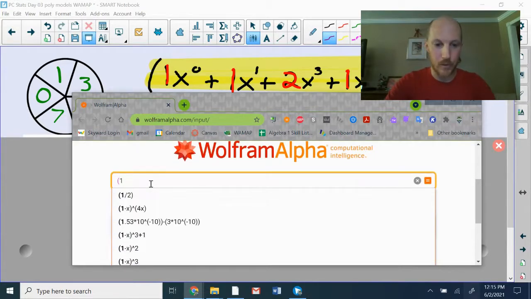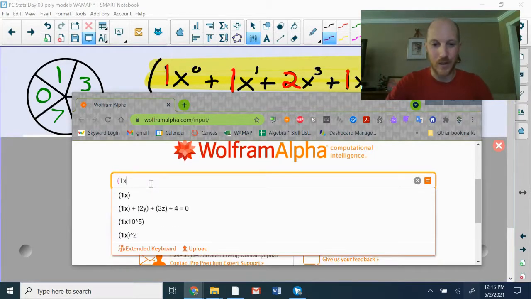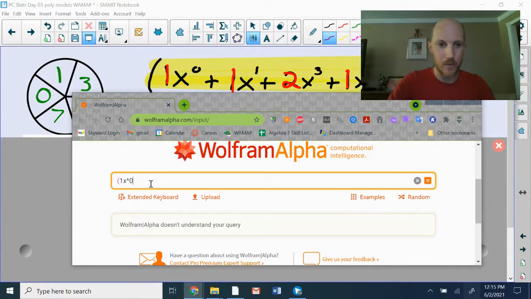So I'm going to go ahead and type in this polynomial. The coefficient of 1 is actually not needed. I could leave that off, but I've typed it already. So 1 x to the power of 0 plus 1 x to the power of 1 plus 2 x to the power of 3 plus 1 x to the power of 7. Close the parentheses. That whole thing raised to the power of 4.